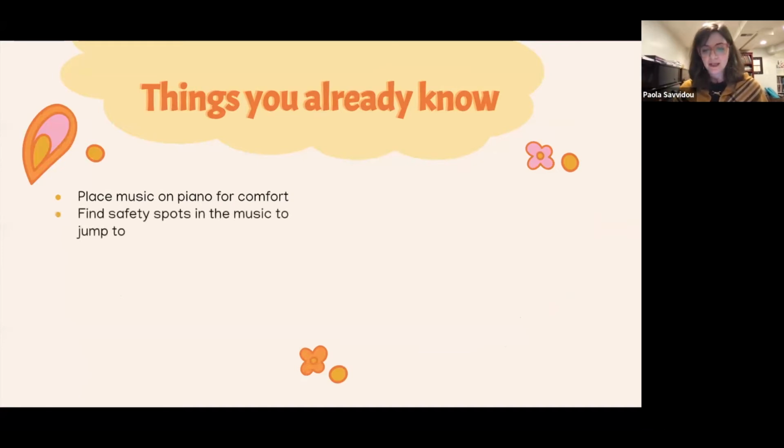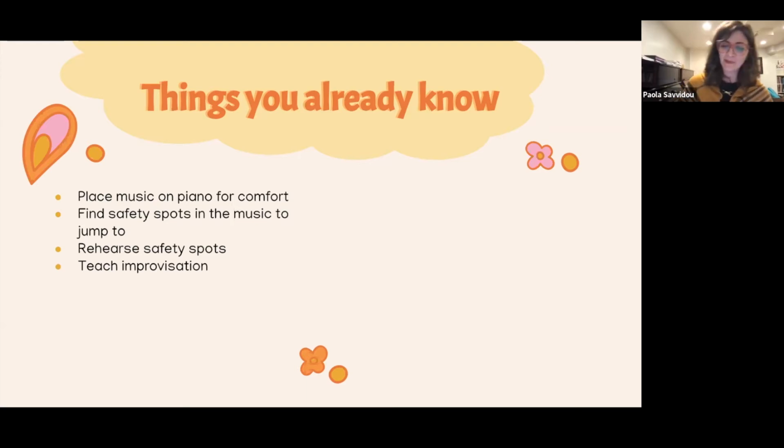Finding safety spots in the music to jump to, right? Multiple different ones, and practicing those many times so that under pressure, that recall can be easier. Rehearse those safety spots, teaching improvisation as part of lessons, so students are comfortable finding their way around, maybe to the next safety spots. And it also helps the student develop a sense of comfort with chord progression patterns.